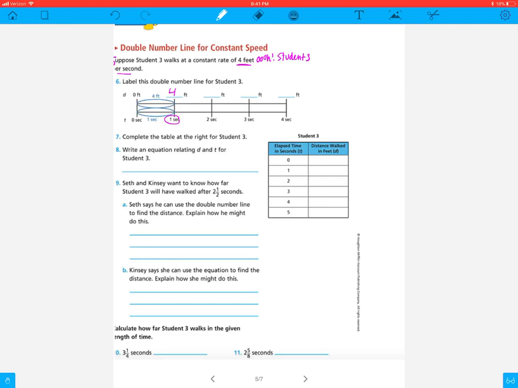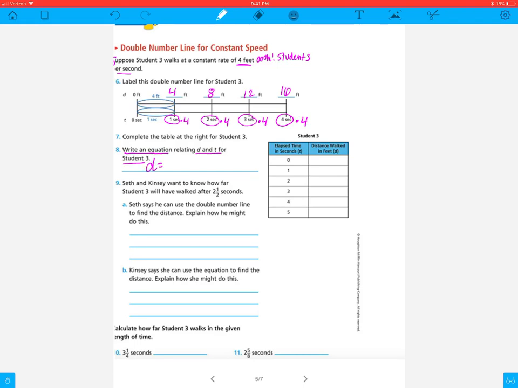So, after 1 second, student 3 went 4 feet. After 2 seconds, they must have gone 8 feet. After 3 seconds, they must have gone 12 feet. And after 4 seconds, they go 16 feet. And I'm writing multiply by 4 by the time, because that's how I'm getting my feet. I'm multiplying my time by 4 to get my distance.